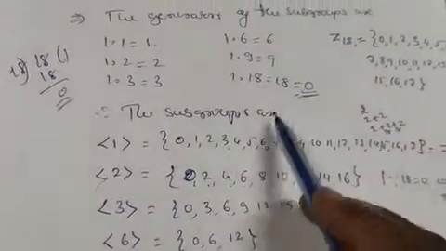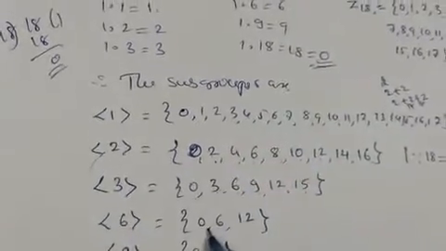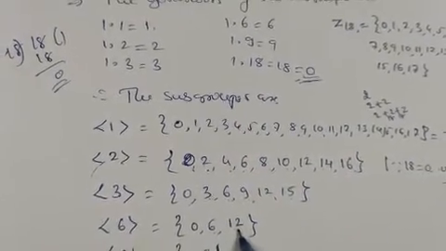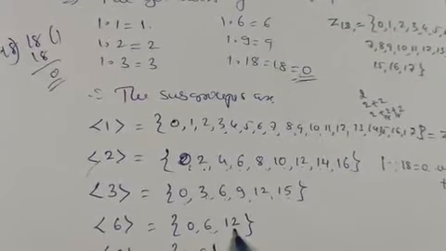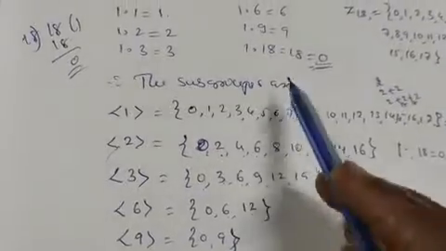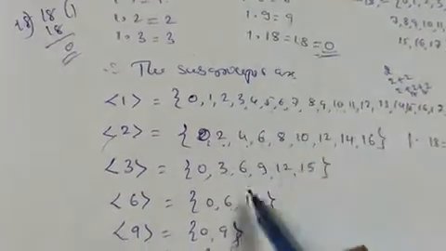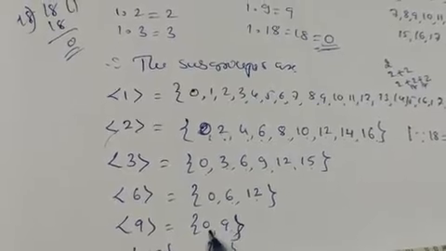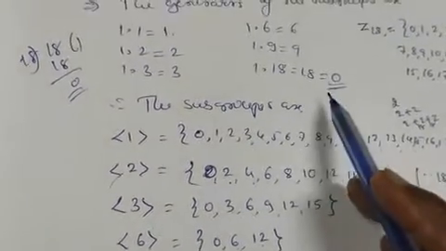Next generator is 6. Again it is 6, then 6 plus 6 is 12, next plus 6 is 18, and 18 means the remainder is 0. Next generator is 9. First is 9, then 9 plus 9 is 18, and 18 means again you take 0.